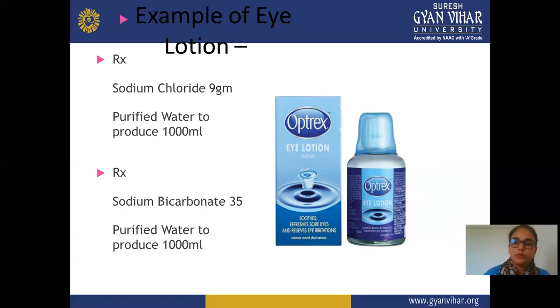Next is sodium bicarbonate. Sodium bicarbonate is another example of eye lotion, and its concentration is 35 gram, with purified water to produce 1000 ml. In a similar capacity, the sodium bicarbonate concentration changes. It is available as 35 gram, and you dissolve these 35 gram of sodium bicarbonate in purified water and make the volume up to 1000 ml, that is 1 liter, with the help of distilled water.